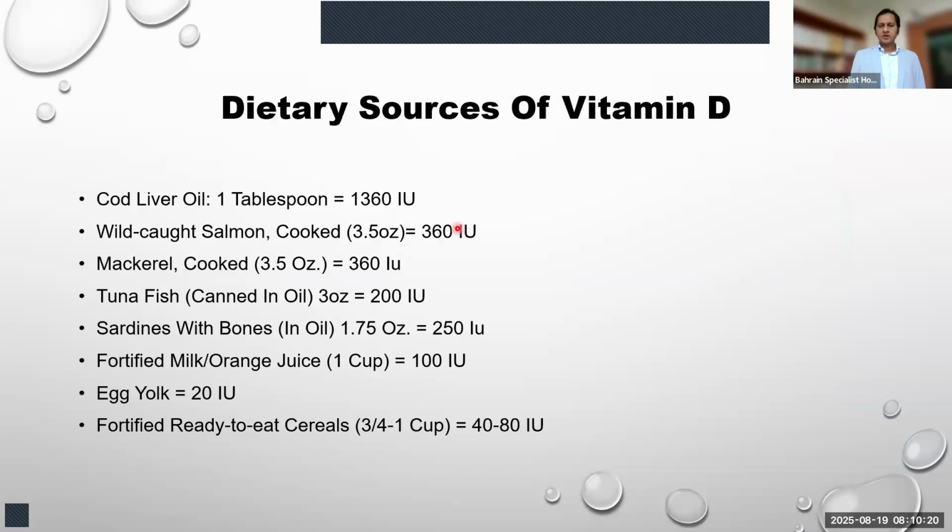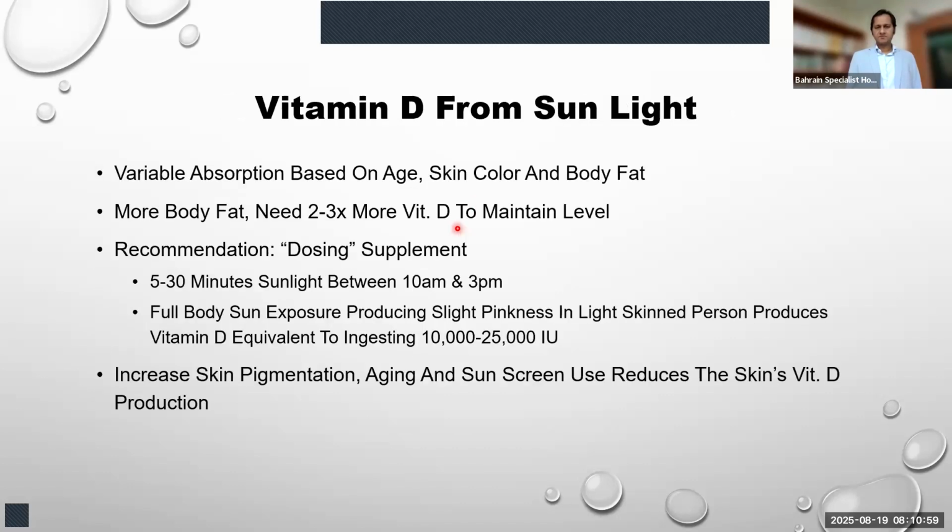If we talk about the amount of vitamin D in certain foods, cod liver oil, 1 tablespoon, basically 15 ml, is the richest source of vitamin D. It contains 1,360 international units, while our daily requirement for young people falls around 600, and for older individuals it is 800. So 15 ml of cod liver oil provides enough vitamin D. Apart from that, salmon and mackerel are fatty fish which contain vitamin D. Then fortified milk, egg yolk contains a small amount of vitamin D, and fortified cereals also contain vitamin D.